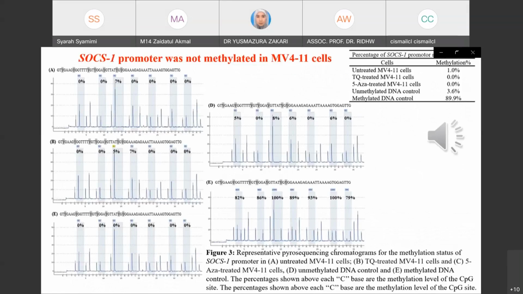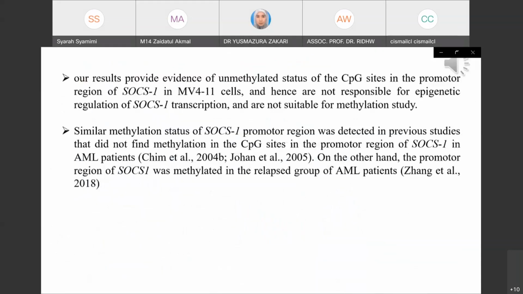The percentage of methylation was 1% in the untreated MV4-11 cells, which was nearly similar in thymoquinone and 5-azacitidine treated cells, which was 0% methylation. Our results provide evidence of the unmethylated status of the CpG sites in the promoter region of SOX1 in MV4-11 cells, and hence they are not responsible for epigenetic regulation of SOX1 transcription and are not suitable for methylation study.